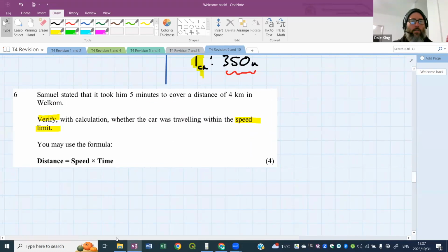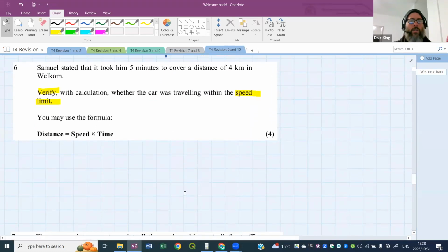Now, who would like to help me with this one? What do I do? Yes, Tando. That's what we're testing. Is he going 60 kilometers per hour? Who would like to help me with this one?